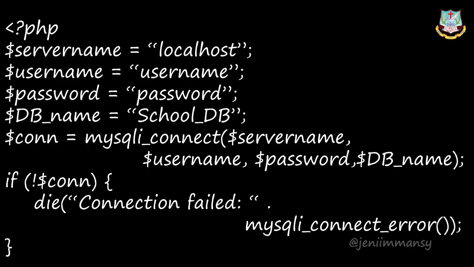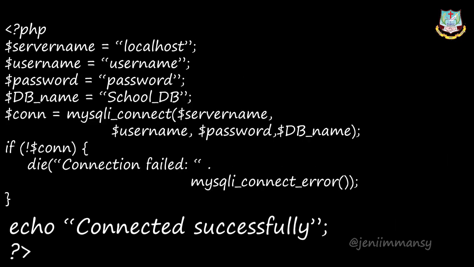So the error message here they have given us is "connection failed", inside the double quotes, and then mysqli_connect_error. Likewise, you have to give this in the if section, and echo "connected successfully". If it is not connected, you will get the result as connection failed, which we are giving inside the die function. And if it is connected successfully, the next line will be processed.